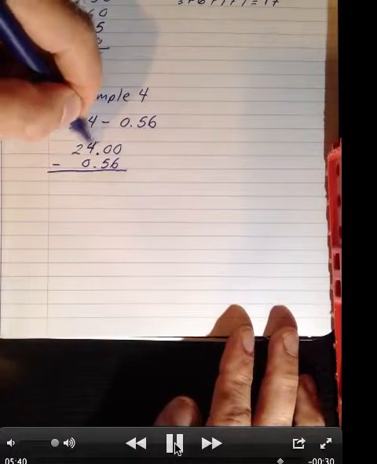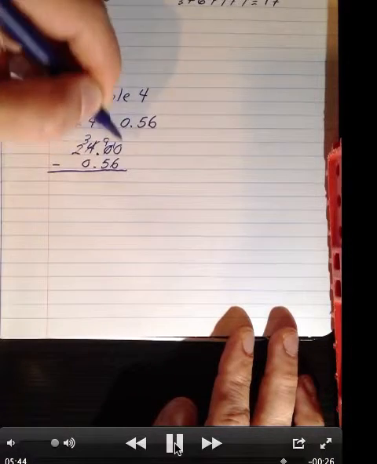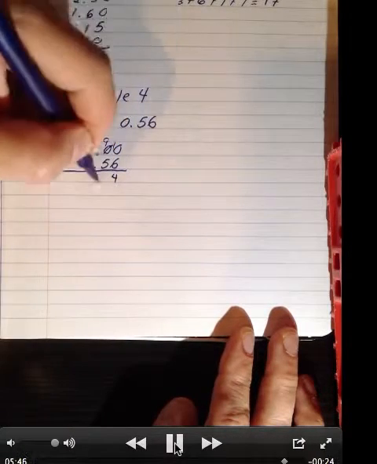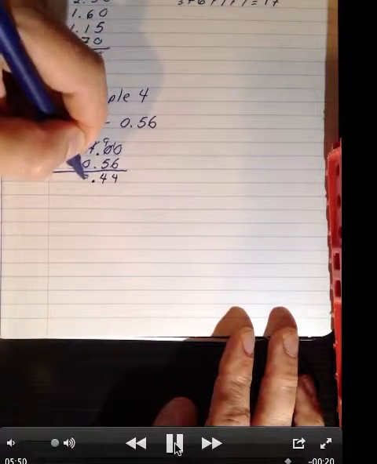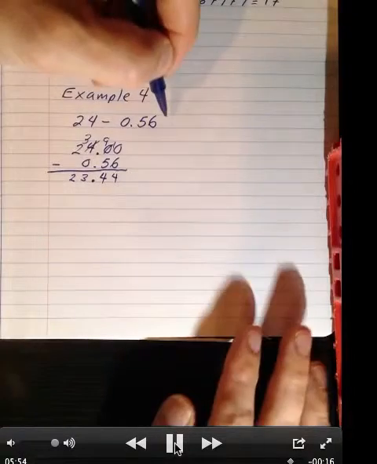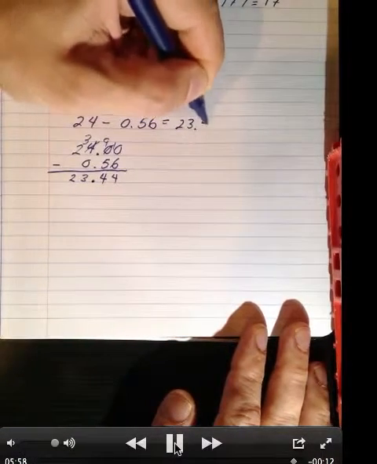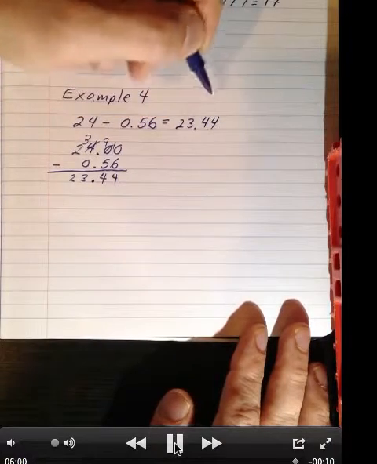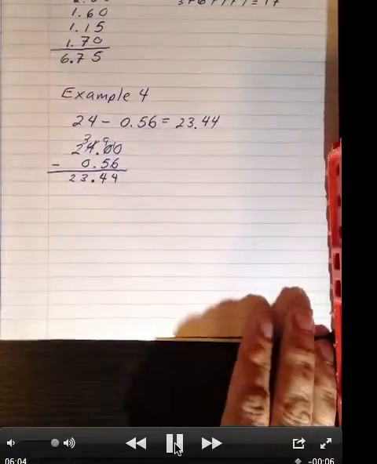I have to borrow from the ones column and borrow again from the tenths column to get all the way to the hundredths column. And the answer is 23 and 44 hundredths.